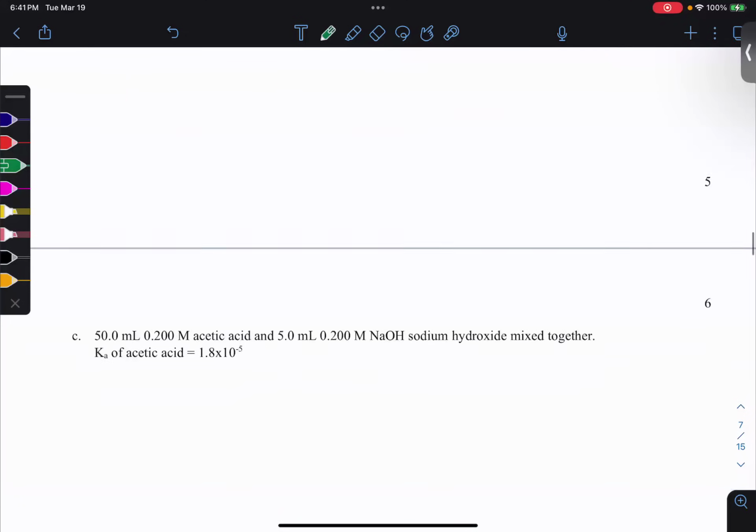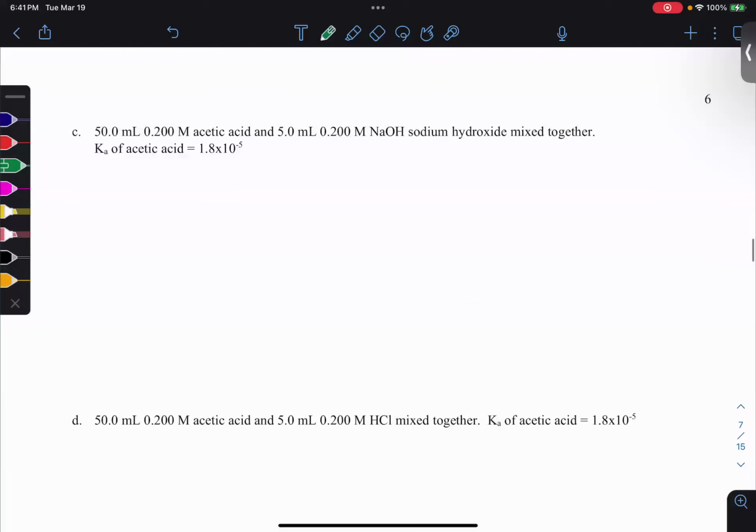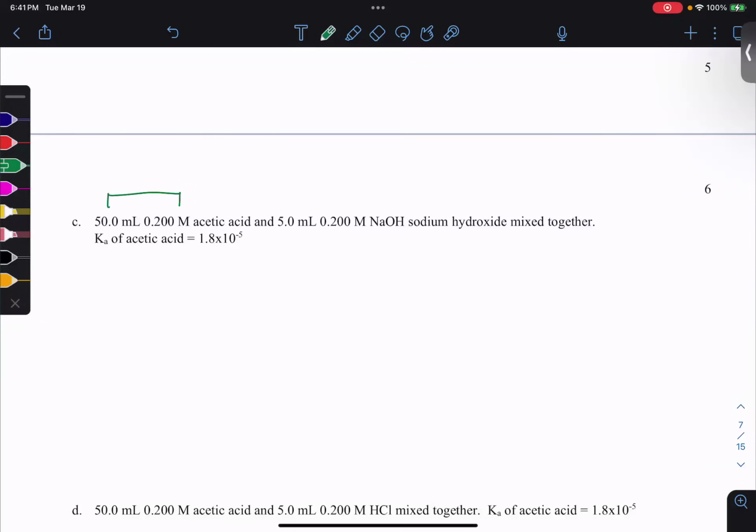So now, are we gonna do one where it changes? Yes, so let's do this one. We're mixing acetic acid and sodium hydroxide. So let's get the millimoles of that. 50 times 0.2 is 10 millimoles of acetic acid, that's HA. And we're mixing it with what? 5 times 0.2 is 1 millimole of sodium hydroxide.